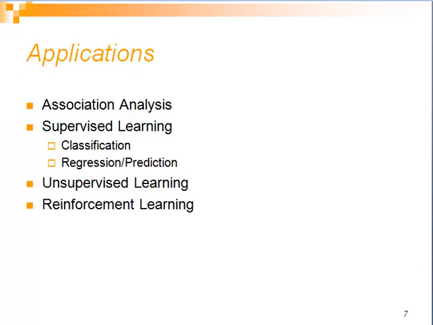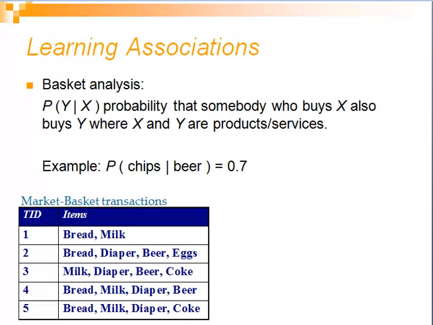Now, the applications of machine learning can be categorized into four special things: association analysis, supervised learning, which can further be categorized into classification, regression, or predictive analysis, unsupervised learning, where the simple criteria doesn't occur even though it's happening, and reinforcement learning. We're going to deal with them in detail in our next section.